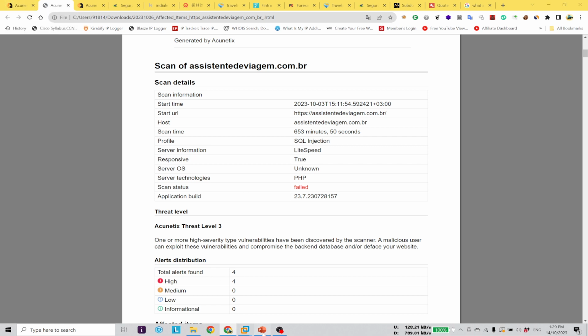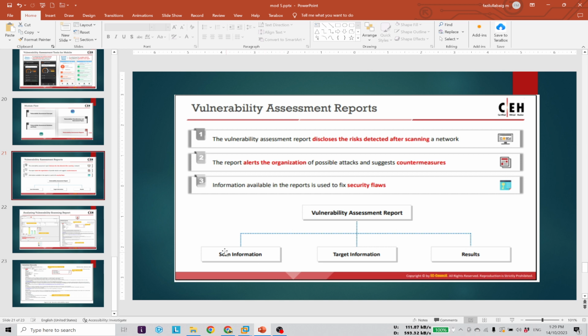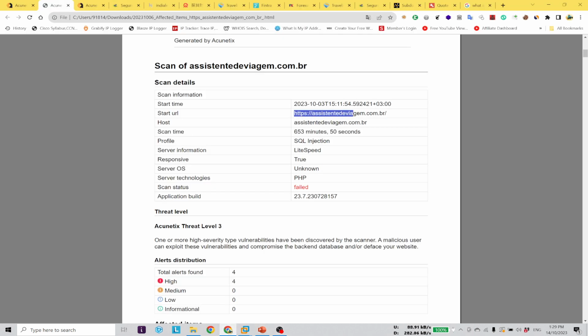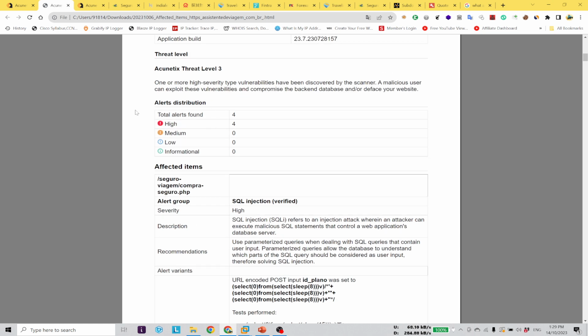Here we have to see three things: scan information, target information, and result. You see the target information is there. This is our target. And there is some scan information. As I told you right before, these are severities: high, medium, low, as I spoke before in the previous slides.